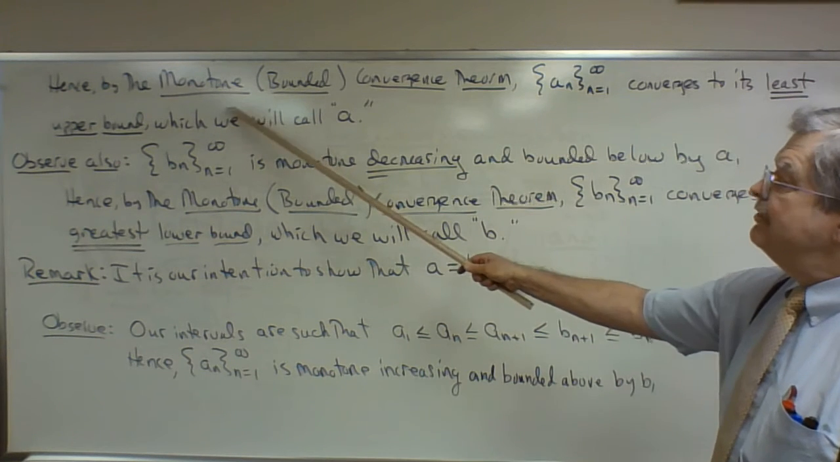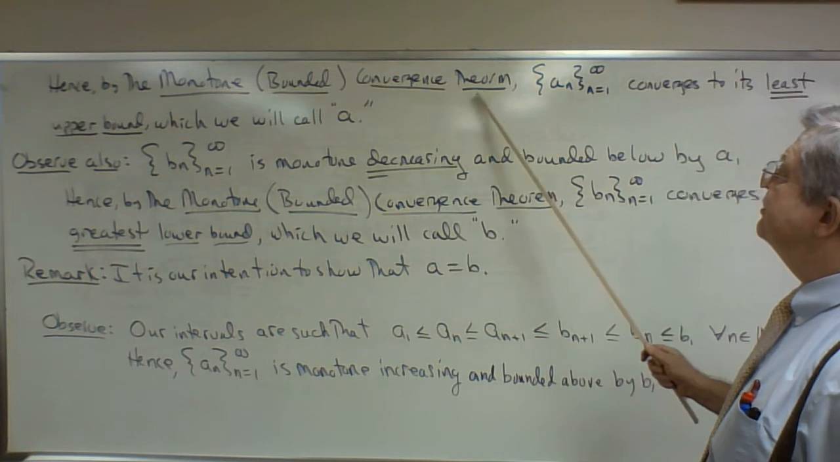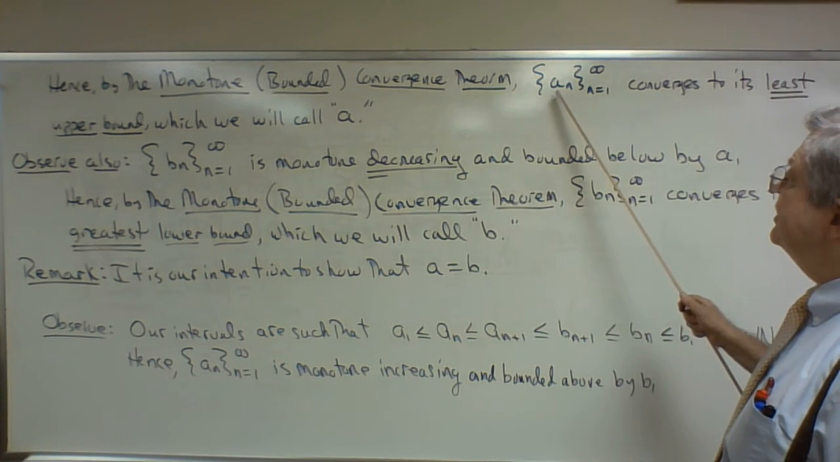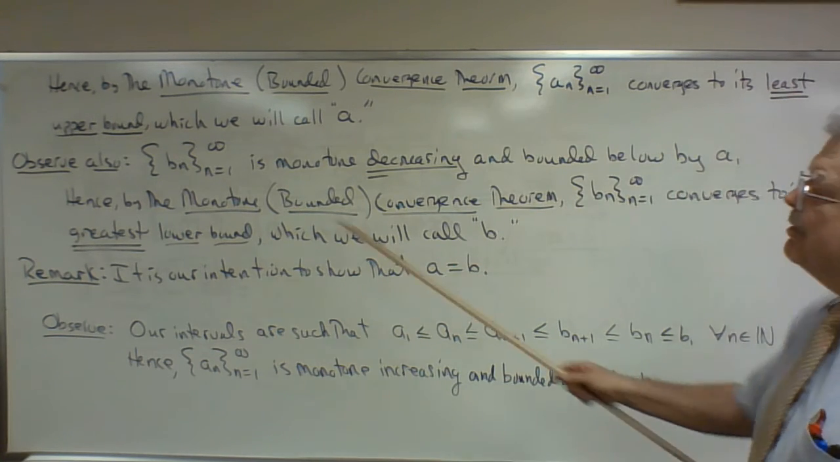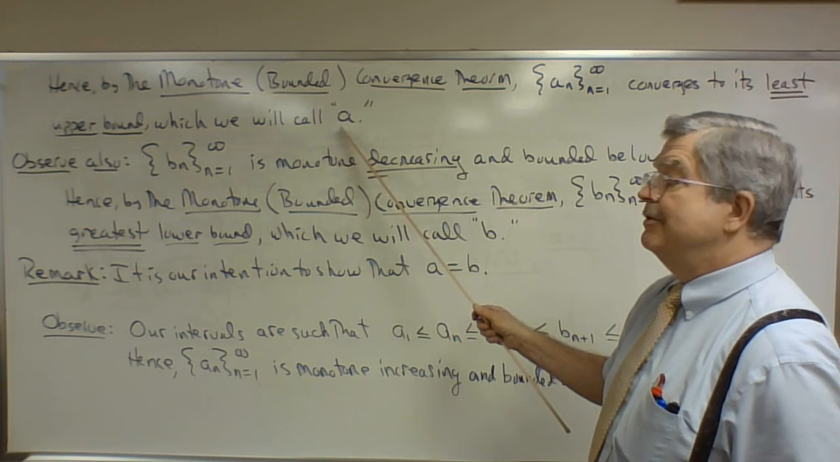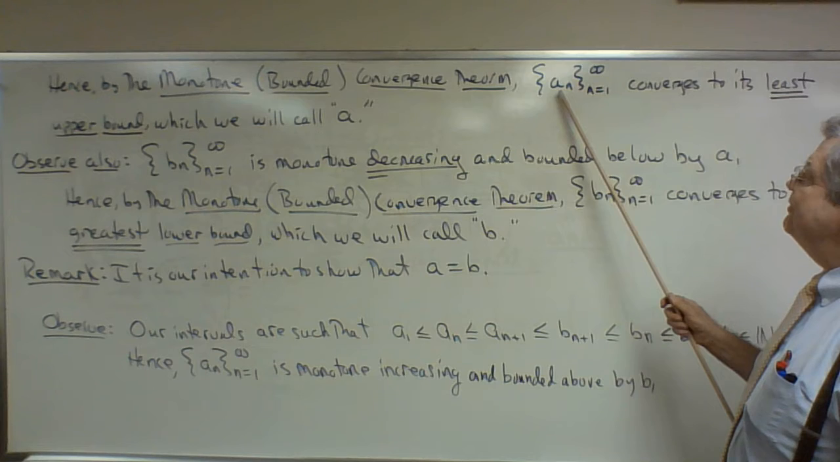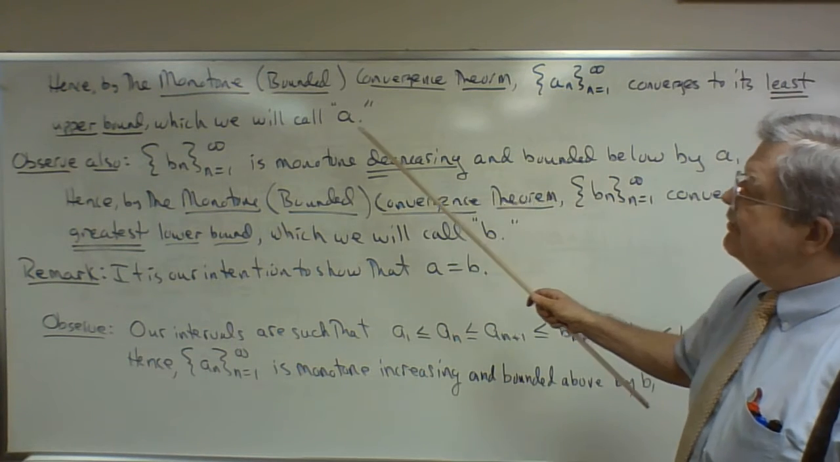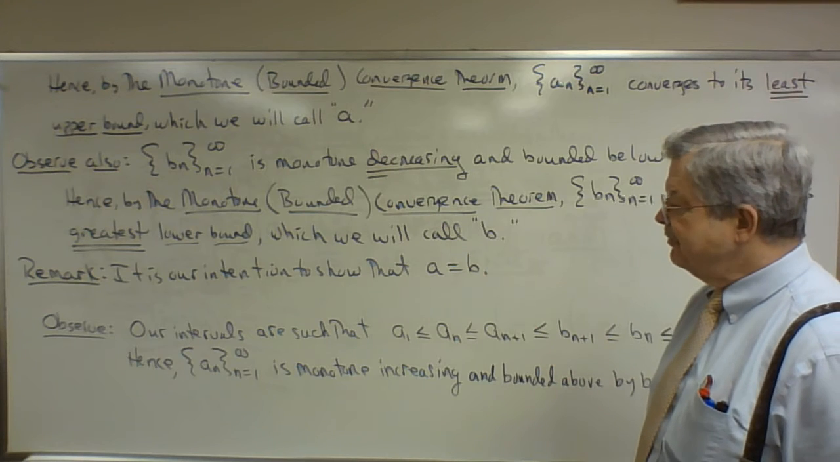So by the monotone convergence theorem, which we'll call the bounded convergence theorem, the sequence of left endpoints converges to its least upper bound, and we're going to call that least upper bound A. So this sequence of left endpoints converges to its least upper bound, which we call A.